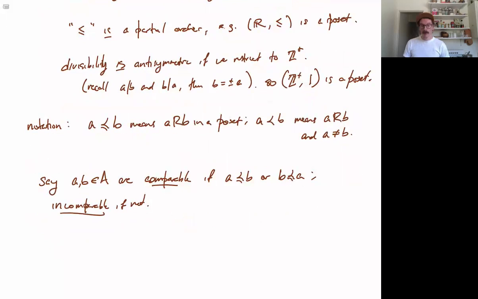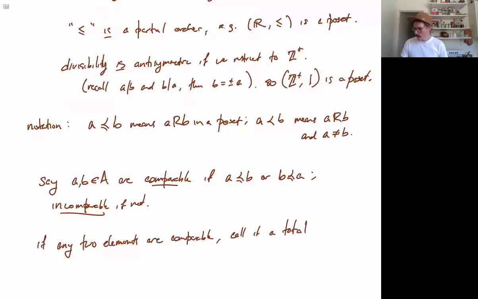And for our partial order as a whole, if any two elements are comparable, by which I mean if every pair of elements is comparable, x and y are comparable for all x and y, then we call our order a total or linear order.